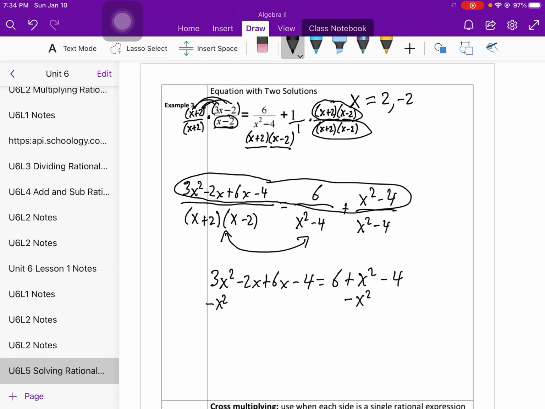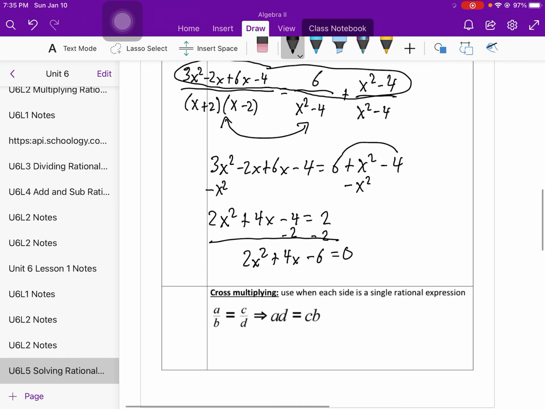I'm going to subtract, well, let's just start there. Combine like terms on the left side. We're going to get 2x squared plus 4x minus 4 equals, and then these two, it's going to be 6 and -4 is going to be positive 2. I'm going to subtract 2 now, subtract 2. We get 2x squared plus 4x minus 6 equals 0.